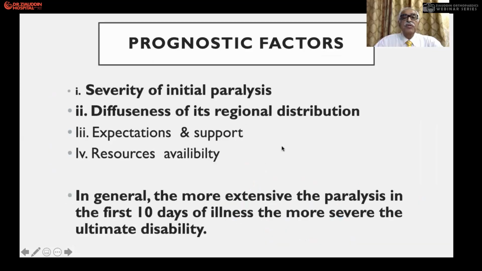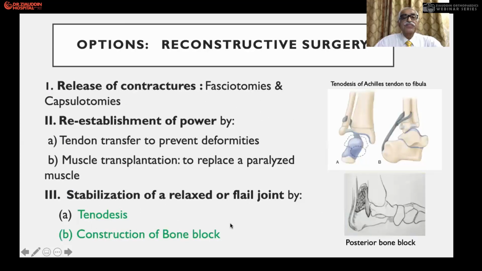We should also know the prognostic factors before embarking on surgery: severe initial paralysis, diffuseness of the regional distribution of the paralysis and the deformities, patient and parents' expectations and the support available to the patient, and the resource availability. In general, it is said that if there is more extensive paralysis in the first 10 days of illness, there is more severe ultimate disability.